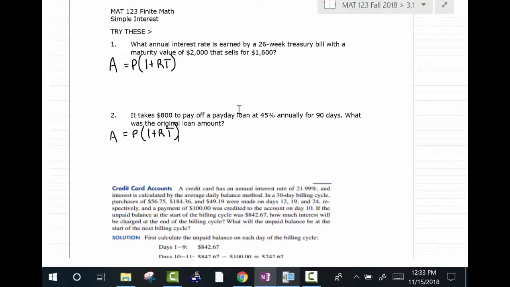Remember, if you're debating on what A and P is, it's a real simple way. A is always bigger than P, right? That's the amount after interest. P is the amount before interest, right? So I'm just going to kind of look and see if you got everything set up right. Okay, that's good, very good.